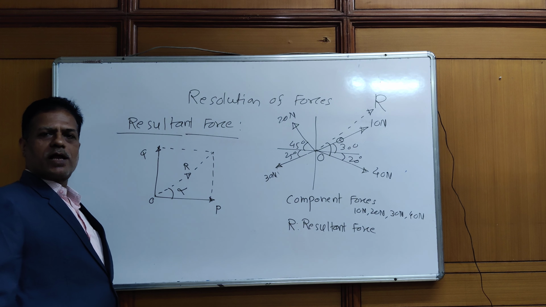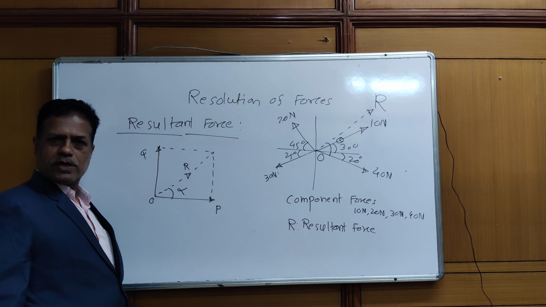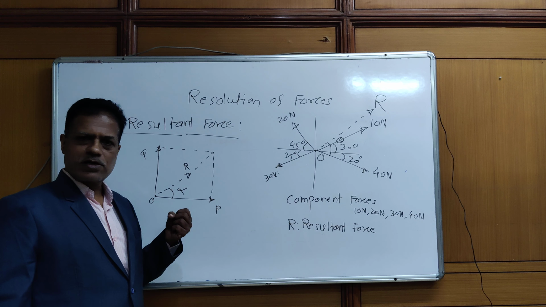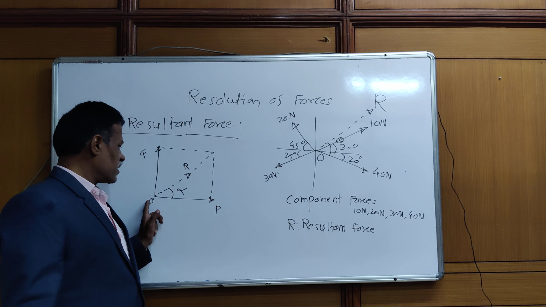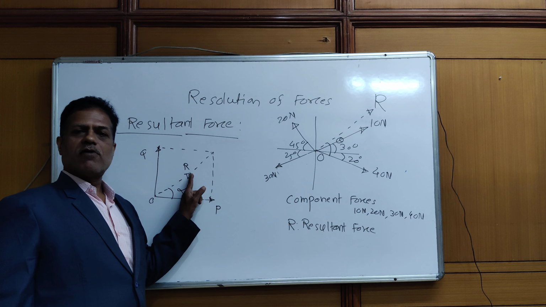So what is the direction of R? R is also acting away from O. We have seen the direction of the resultant force. How to decide the direction? Forces are acting away from the point O. P and Q are acting away from O. So the direction of R should be away from O.